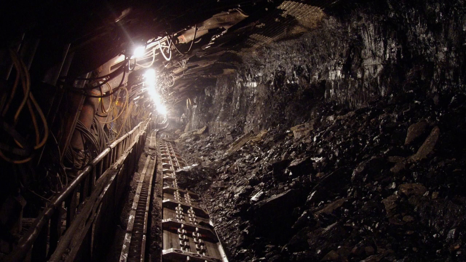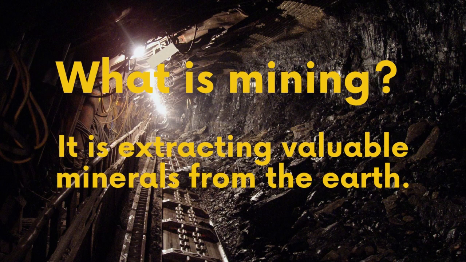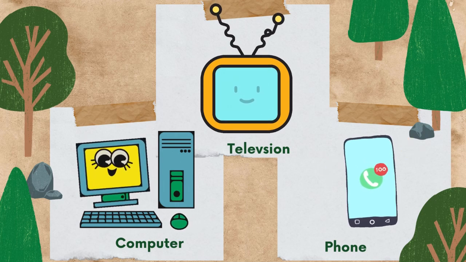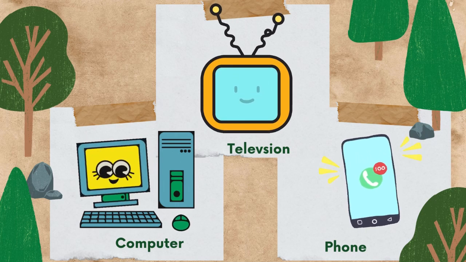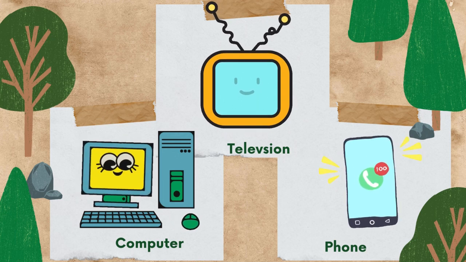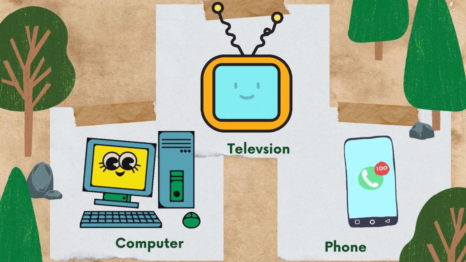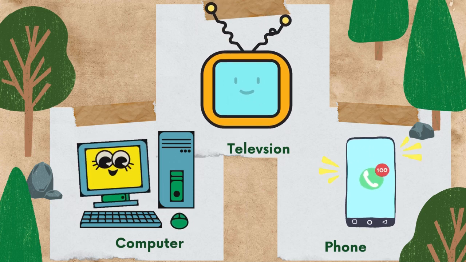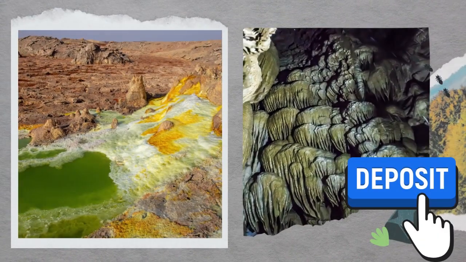Let us start our learning adventure by exploring the 2 main mining methods. But what is mining? It is extracting valuable minerals from the earth. Now, we need minerals. Our computer, television is made of minerals. Our phone is made of minerals. We need minerals. The problem is that they form naturally, and they are distributed unevenly in different parts of our planet.